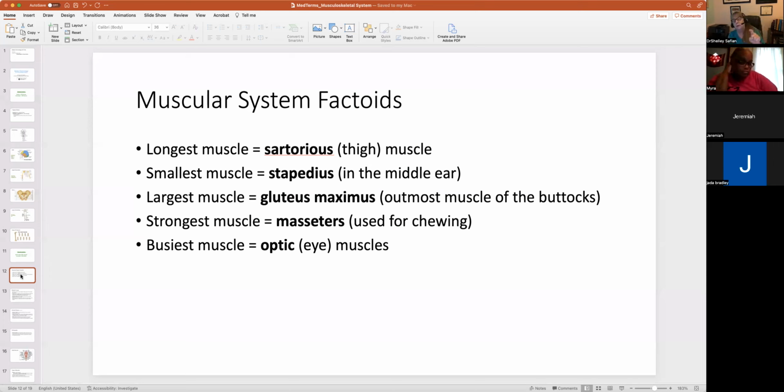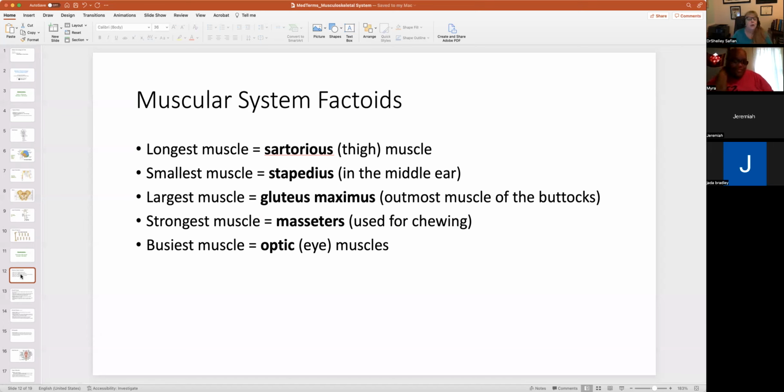Do you know that somebody could fall off the Empire State Building, land, and break every single bone in their body except the 3 muscles in the middle ear? That's how well that's protected. Okay, the largest muscle. Now remember, notice this. Not the longest muscle, the largest muscle is the gluteus maximus, the outermost muscle of the buttocks, the booty, the bump.